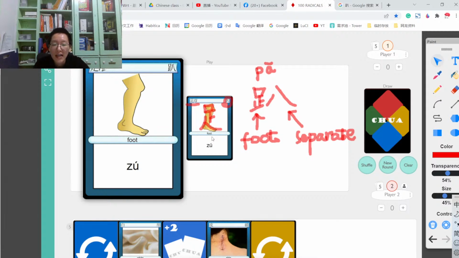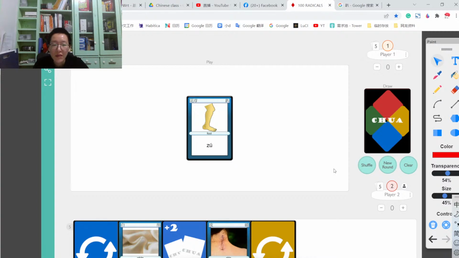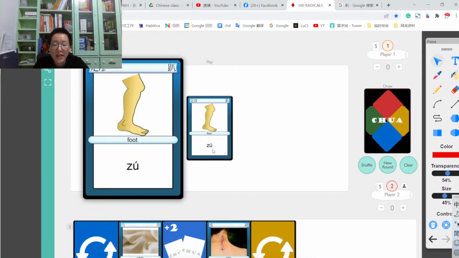Actually, our deck is 10 radicals per deck. So every time we can learn and repeat 10 radicals together. I will explain all of these radicals and example characters for you, and then we can play together. For example, this one, 足, and then I can play the same color, that means blue, or the same card, that means 足, with a different color.